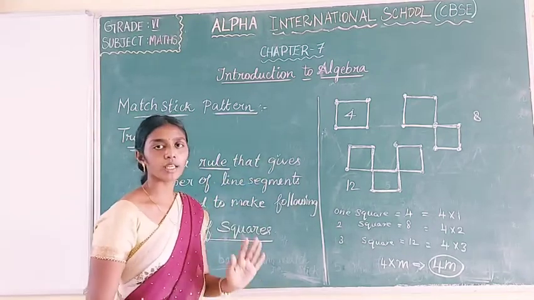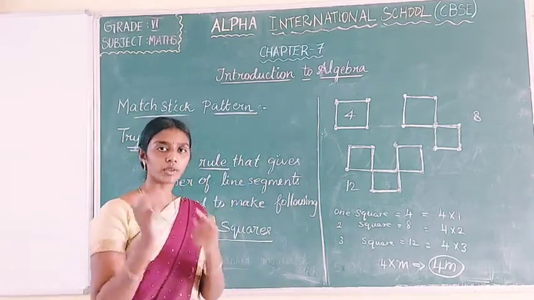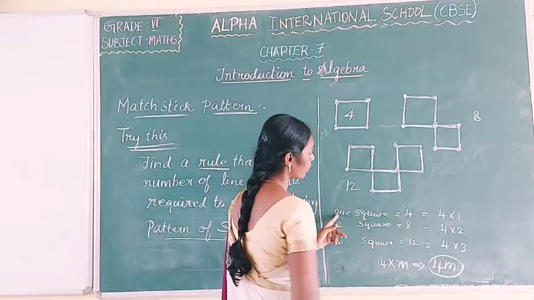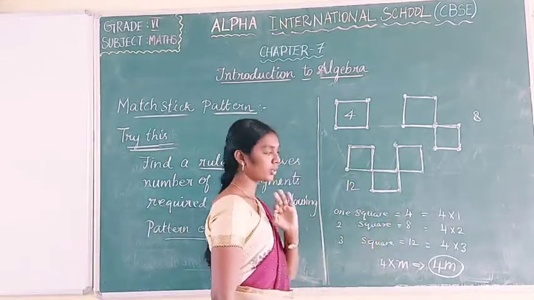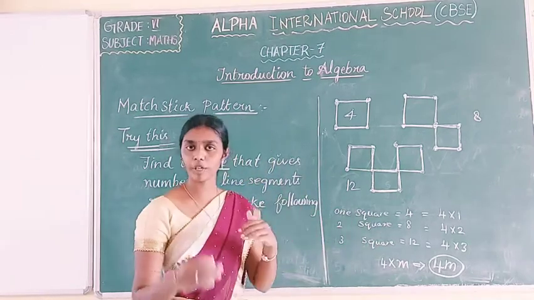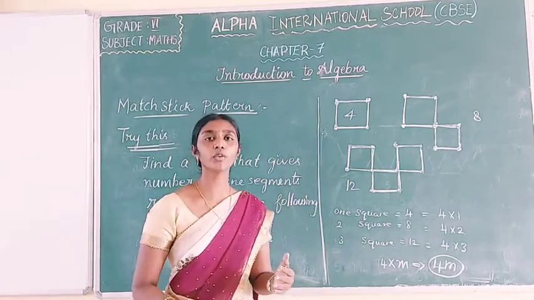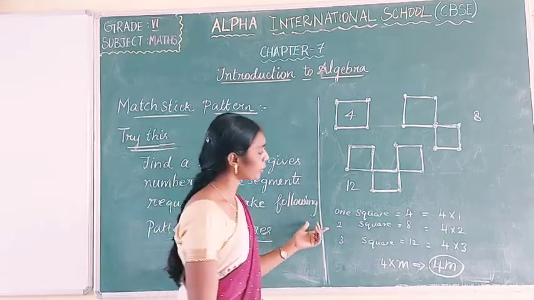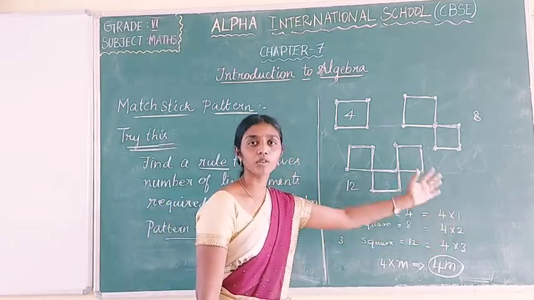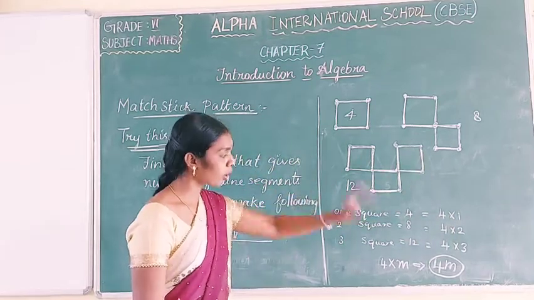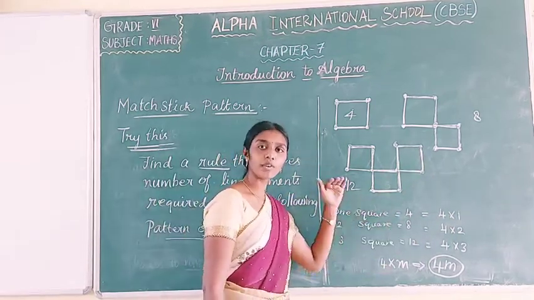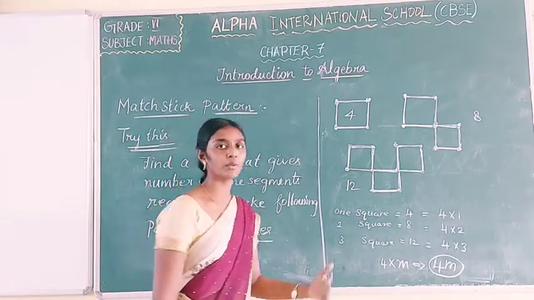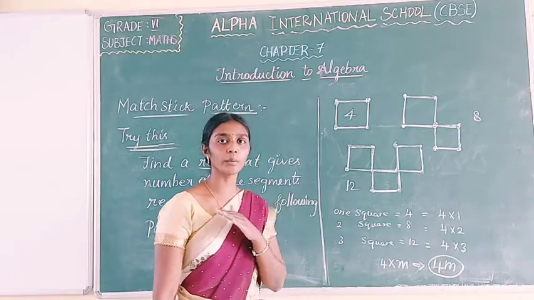First we want to write how many line segments are required to make 1 square, 2 squares and 3 squares. First write it down. For 1 square 4, 2 squares 8 and 3 squares 12. Next we want to frame the rule. To frame the rule, you want to think logically. One rule is applied to all the things. Only if it satisfies all the 3 squares can you use it as a rule, because I already told you a rule is common to all.